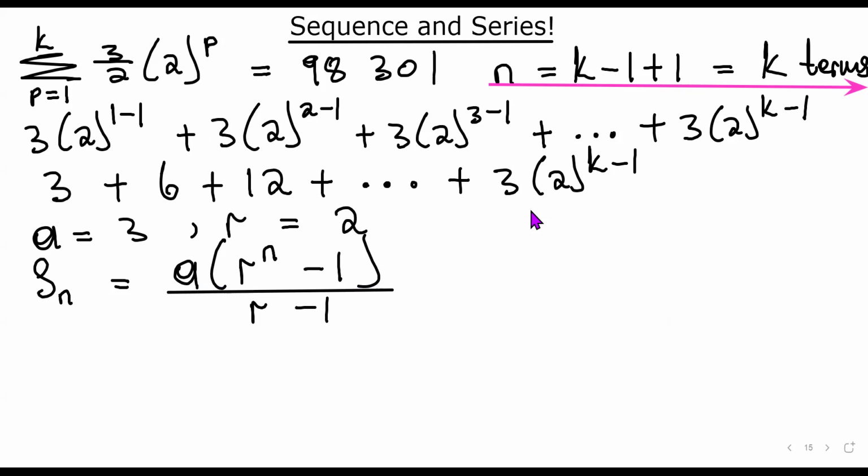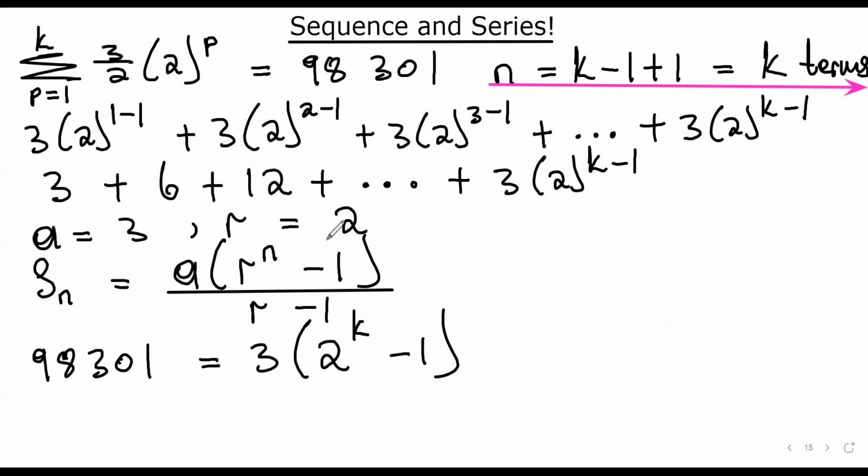Then now you come and say, well, the sum is given to us as 98,301. Well, the first term, that is 3. The constant ratio is 2. The number of terms, that is k. And this is divided by 2 minus 1, which is just 1. But let's just write it for now.